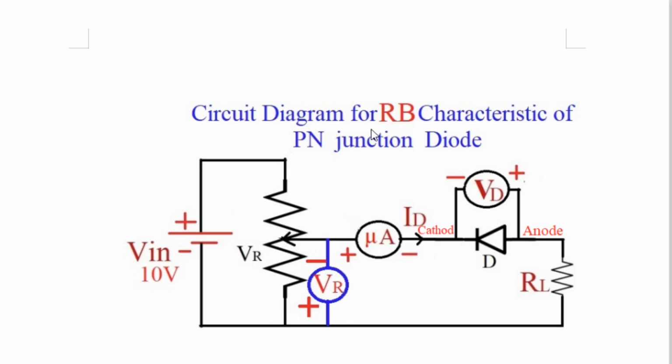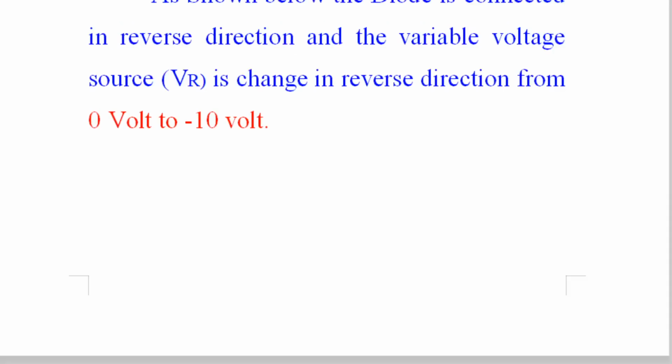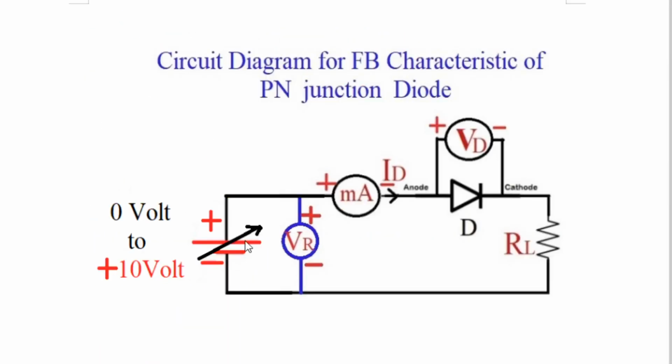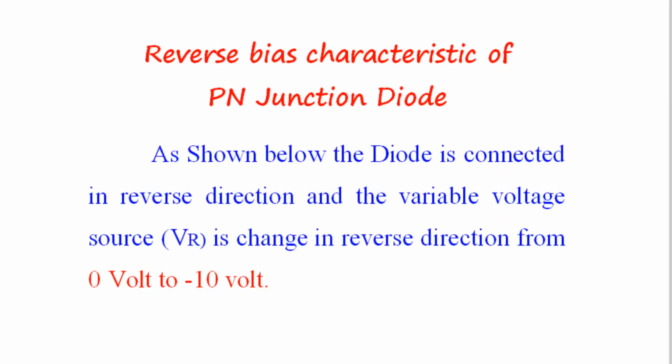Now here it is reverse bias characteristics, that's why the voltmeter's polarity is changed. But in forward bias characteristics, the upper terminal of the voltmeter was positive and the lower was negative. So this much portion we have replaced by the variable battery. And now let us proceed forward.